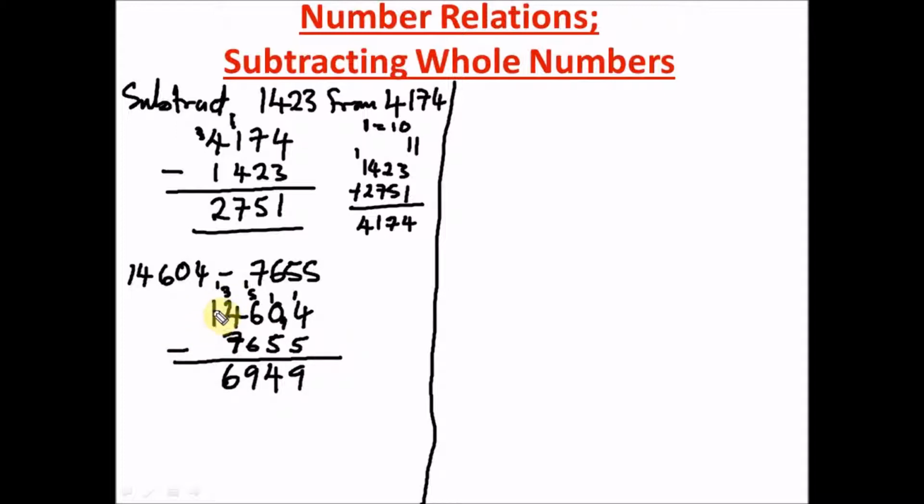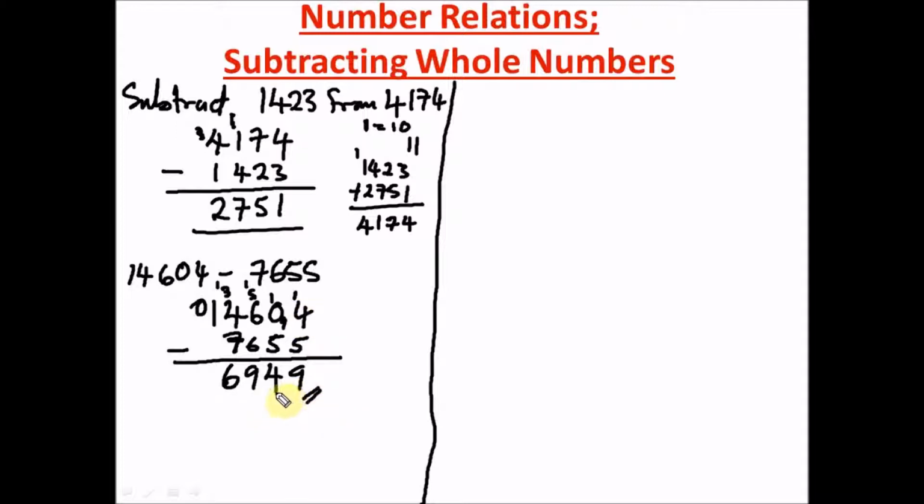Okay, do we have anything left here? No, because we borrowed 1 from this 1. Okay, and when we take away 1 from 1, we are left with 0. So we have here 0. So there's nothing to drop down here. So our answer is 6949. All right, so this is our answer.